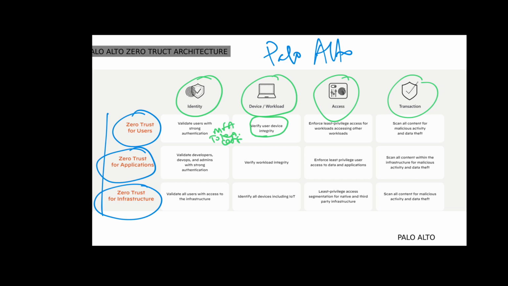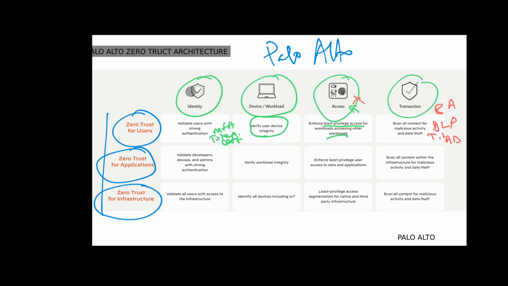And then on access against zero trust for users, we enforce least privilege. So give the least access possible for someone to execute their duties. And remember the attributes that you can use to determine whether a user has to be given access or has to be denied access. And then transaction. For every transaction for users, we need to scan all content for malicious activity and data theft. We have solutions such as data loss prevention, threat intelligence, and in our network, we have advanced analytics, behavioral analytics, user behavioral analytics, and so forth.